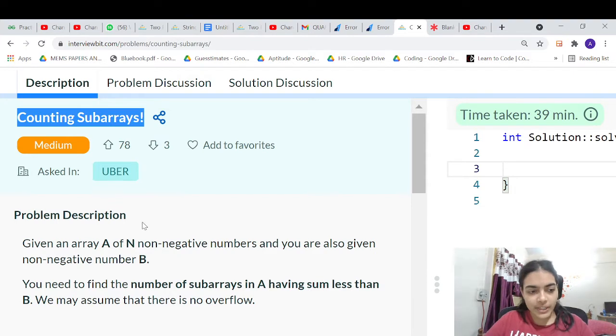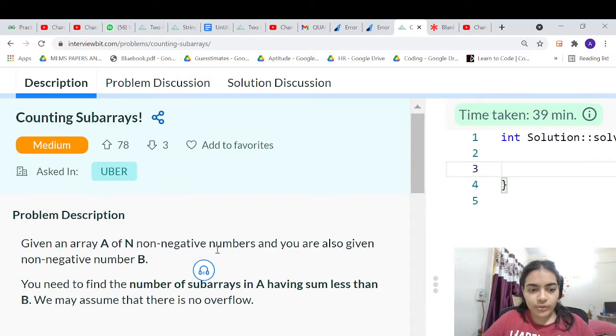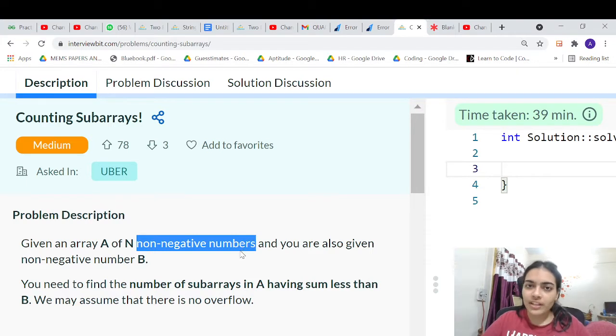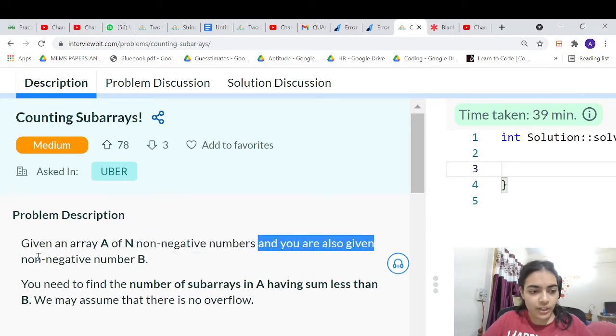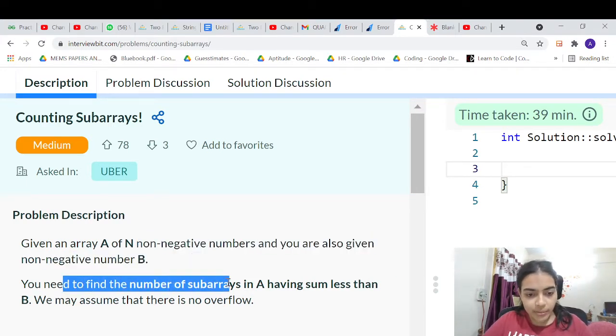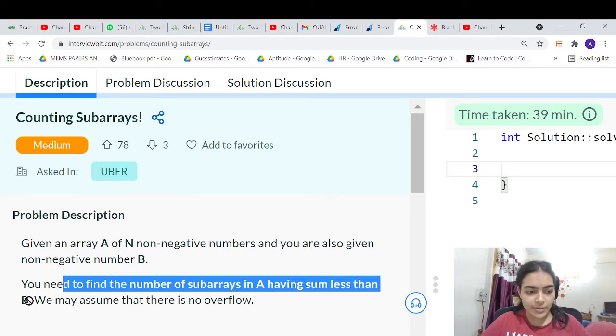It's called counting subarrays. We are given an array A of non-negative numbers. Now this is the most important line in this entire problem: non-negative numbers. Let's read it once again. Non-negative numbers. All the numbers are positive. And you are also given a non-negative number B. You need to find the number of subarrays in A having sum less than B.